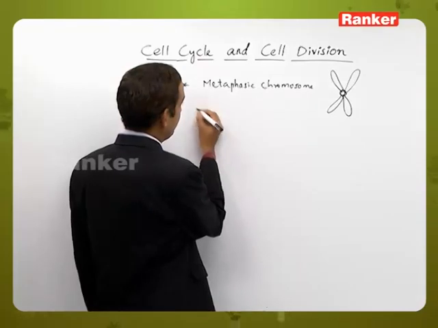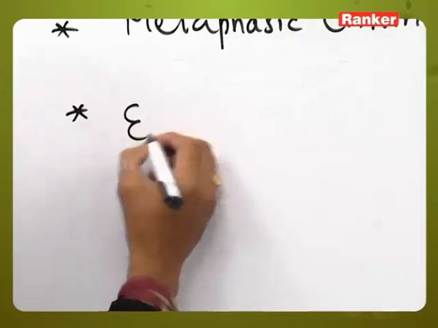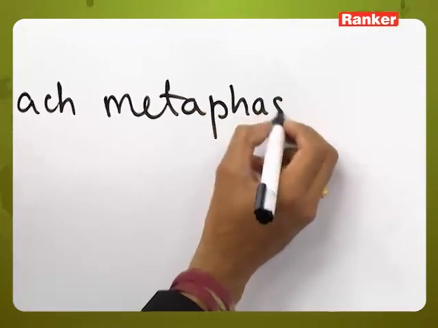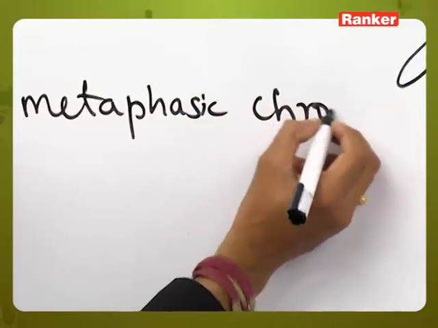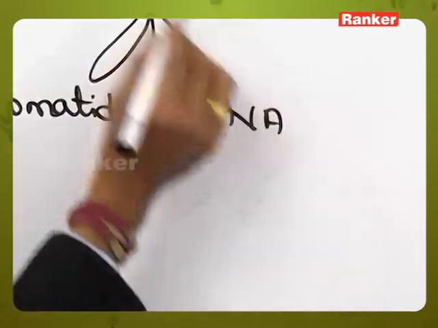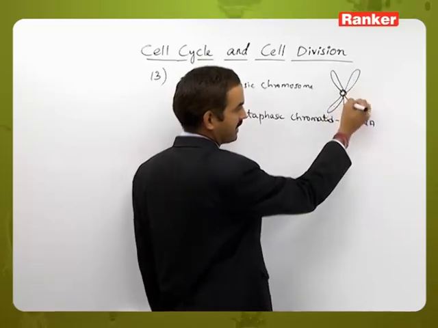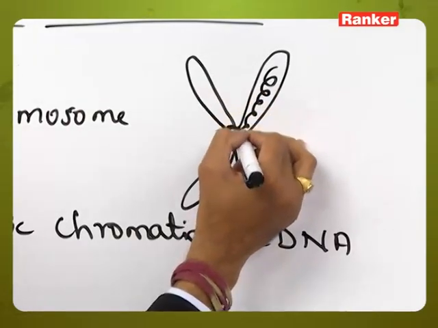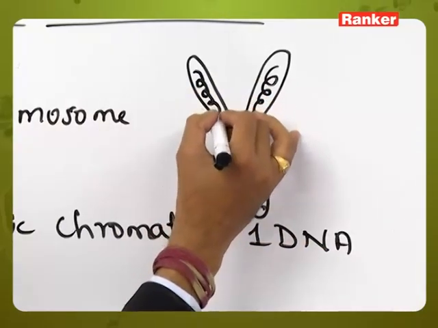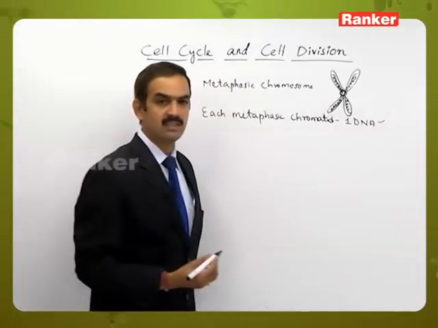And second option, each metaphasic chromatid shows 1 DNA. Here this is correct. Each metaphasic chromatid will have 1 DNA molecule. Like I said, this is a chromosome of metaphase, and this is one chromatid and this is the second chromatid. Each chromatid will have only 1 DNA molecule. This is 1 DNA present in one chromatid, and this is one other DNA present in the second chromatid. So this one is the correct one.